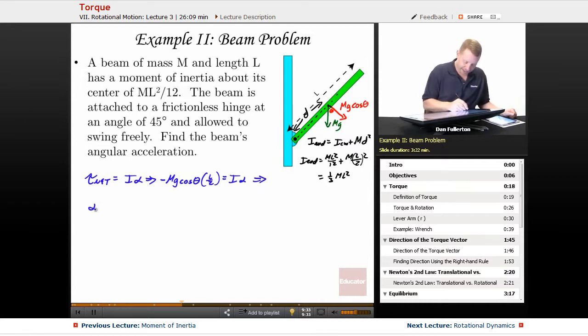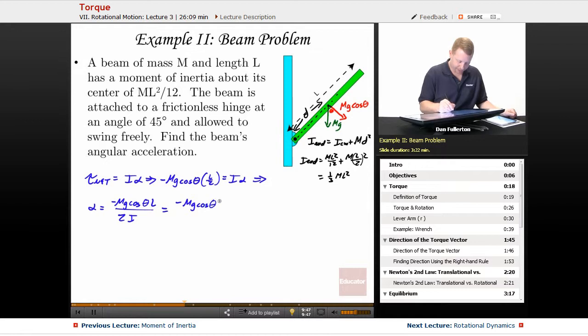Which implies then that alpha must be equal to minus mg cos theta L over 2 times the moment of inertia, which is going to be minus mg cos theta L over 2. And we found our moment of inertia over here was 1/3 ml squared. So that's going to be 1/3 ml squared.